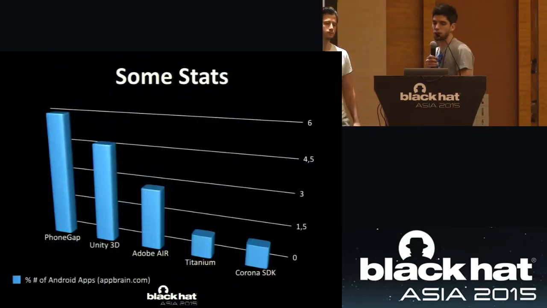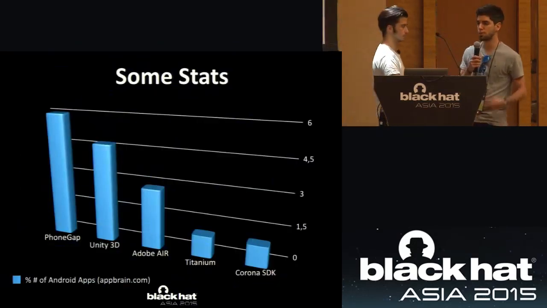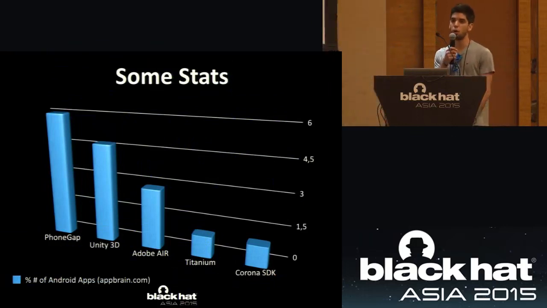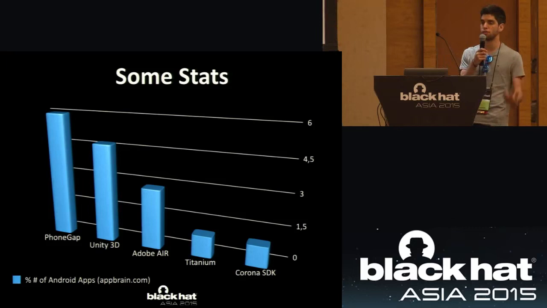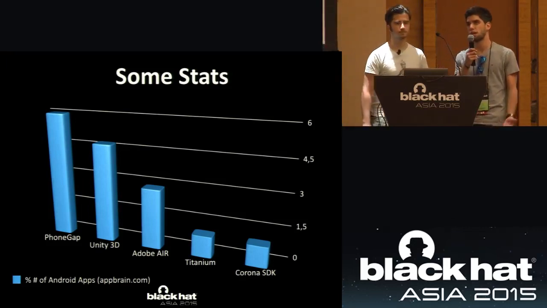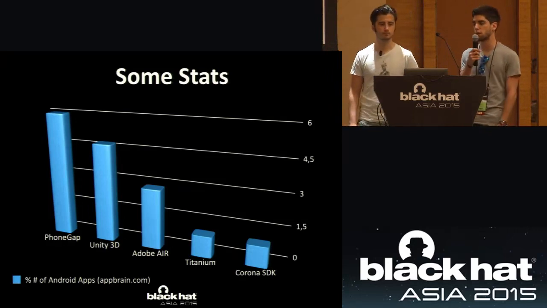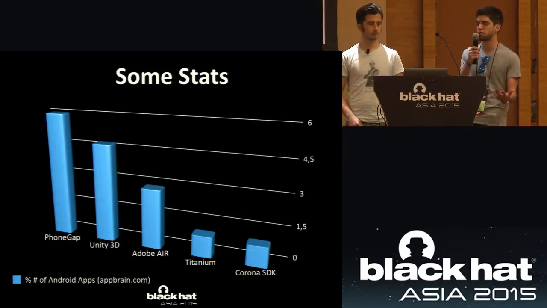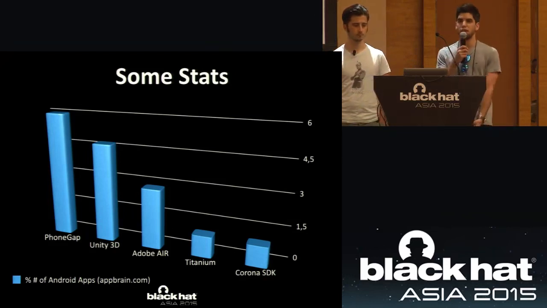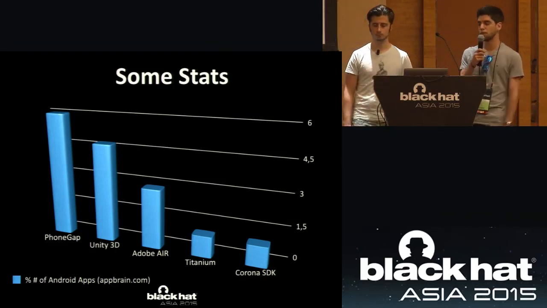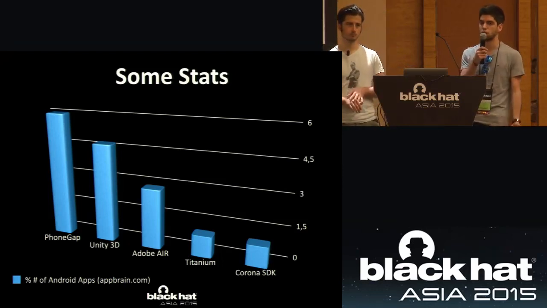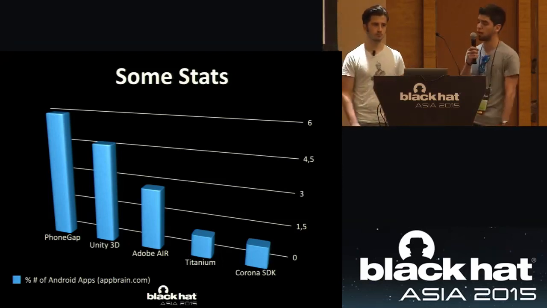The first thing we had to do when we started to prepare the research was to determine how many frameworks were available out there for developers. I don't remember exactly the amount, but I would say there are around 40 or 50 frameworks available. Obviously we don't have enough time to find vulnerabilities in all of them, so we had to pick the most important ones, these 5.